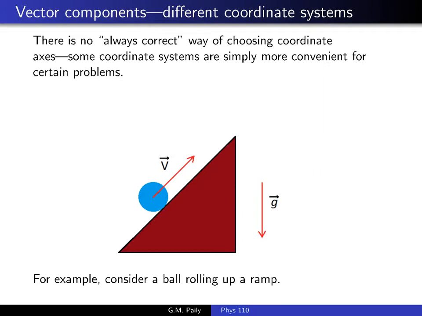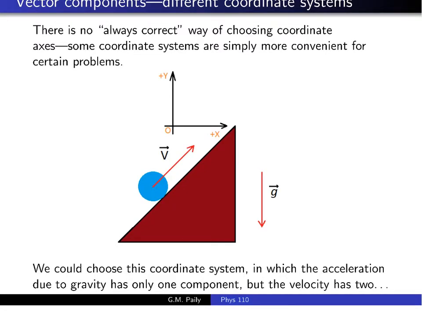As a more physical example of a case where there are two reasonable choices for coordinate axes, consider a ball rolling up a ramp. The velocity of the ball is directed parallel to the slope of the ramp, and the acceleration due to gravity is directed downward. One possible choice of the coordinate axes involves setting the axes like this, in which case the acceleration due to gravity has only a y component. But the velocity has both a positive x component and a positive y component because it is moving to the right and up.